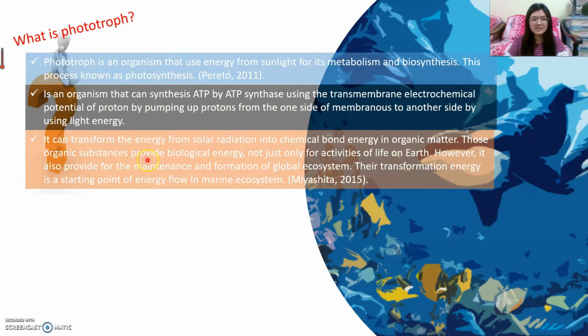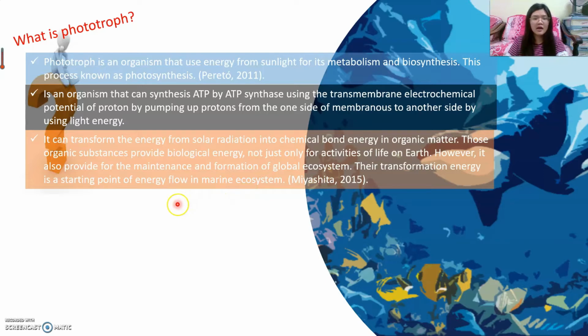Those organic substances not only provide biological energy for the activities of life on Earth, they also provide for the maintenance and formation of the global ecosystem. Their energy transformation is the starting point of energy flow in the marine ecosystem.